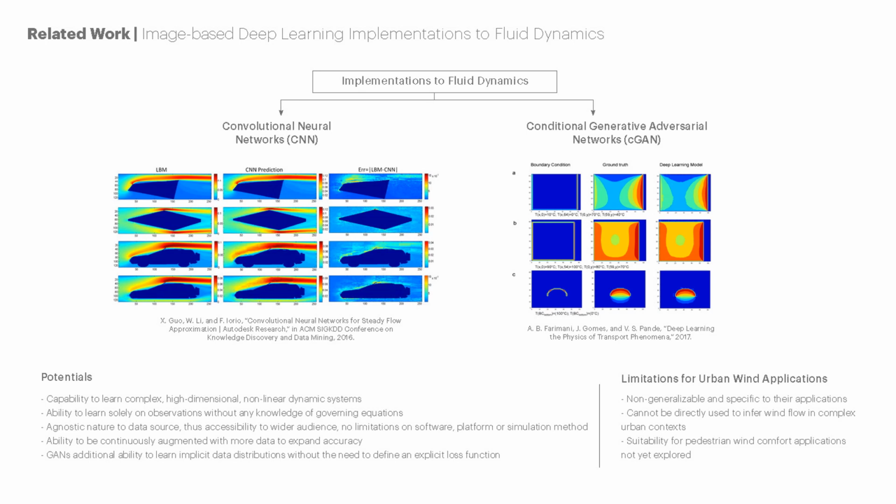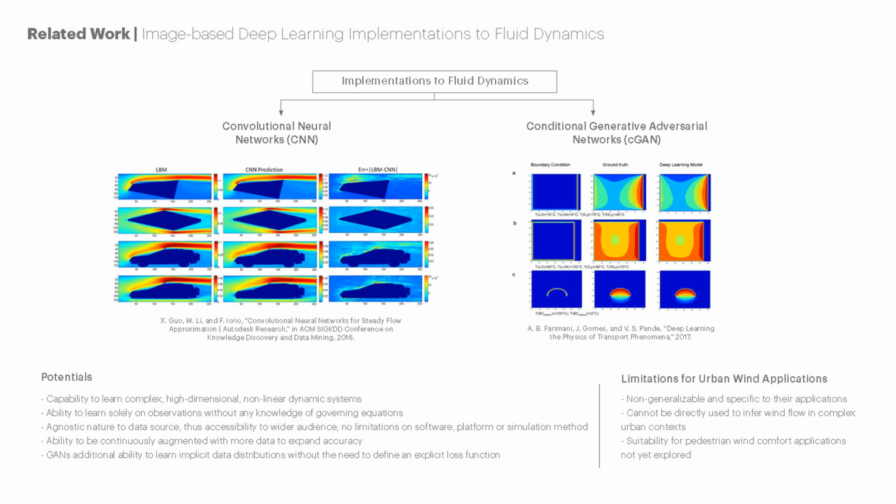The great potential of exploring image-based deep learning approaches stems from their ability to learn solely on observation without any knowledge of governing equations, and their agnostic nature to data sources, which means that it's accessible to a wider audience like architects, engineers, and there are no limitations on the software, platform, or simulation method used to generate the dataset, as well as the ability to always augment the training set with more data as it becomes available. And there are implementations of convolutional neural networks, as well as generative adversarial networks, which have the additional ability to learn implicit data distribution without the need to define an explicit loss function.